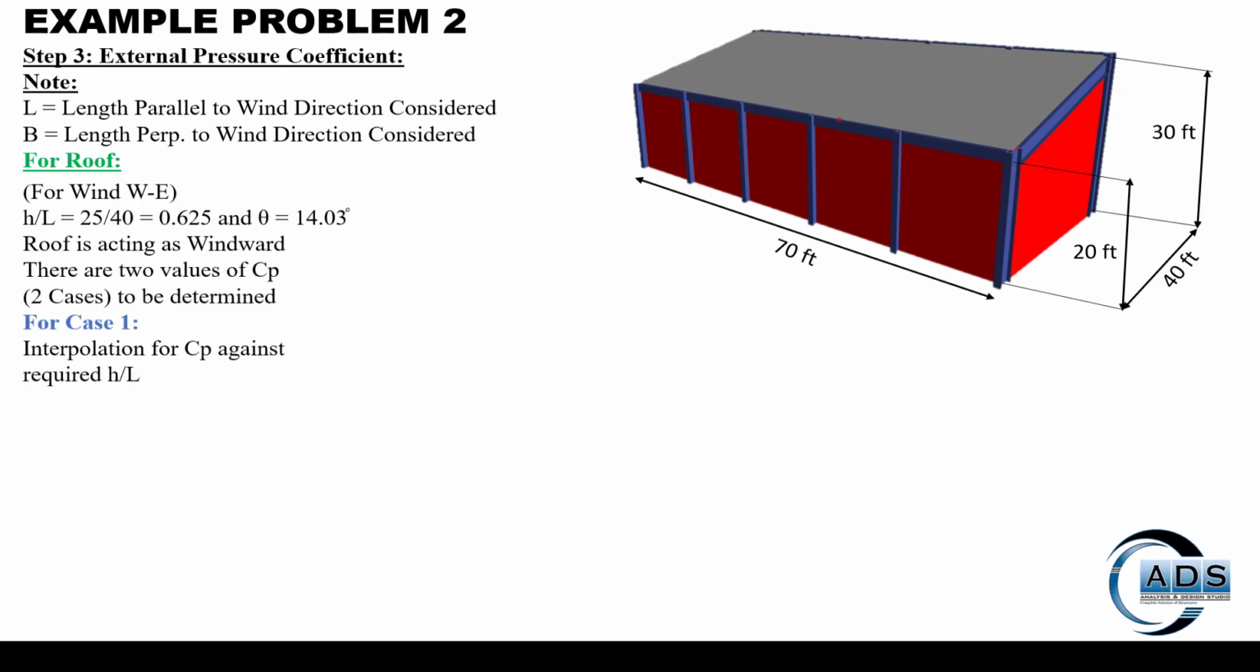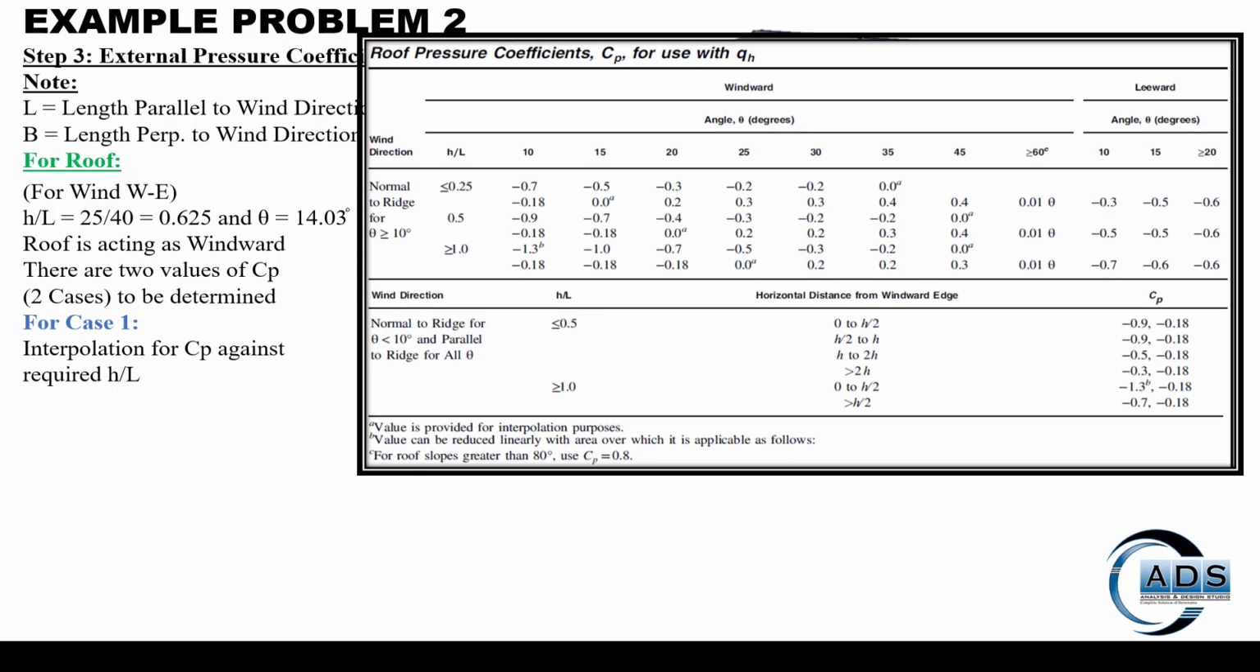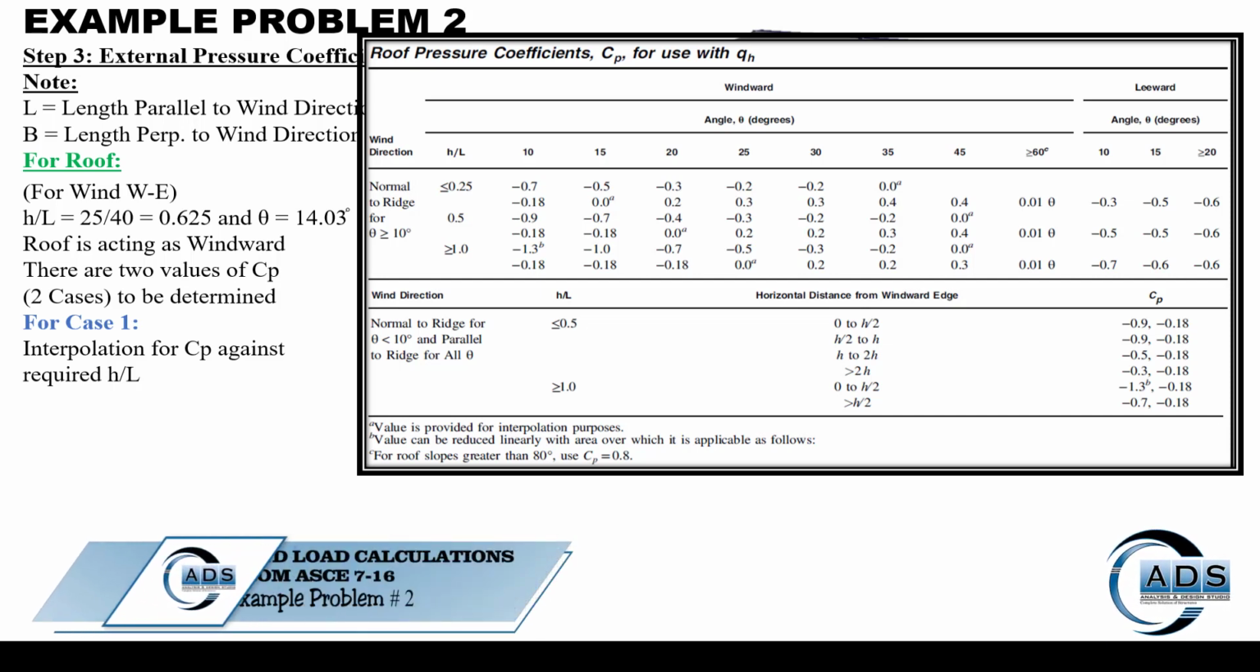For wind west to east, the H over L ratio is 0.625 and theta is 14.03. It's calculated by using simple trigonometry. Remember this particular table: last time we used only the lower portion of this table because our theta was less than 10 degrees. But this time our theta is greater than 10 degrees, so we'll have to use the upper portion of the table.